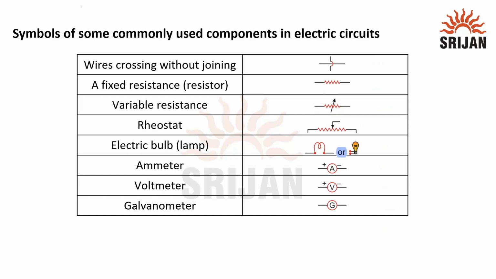this is the symbol of wires crossing without joining. This is a symbol of a resistor, simply zigzag lines. This is the symbol of variable resistance. This is a rheostat. This is the symbol of the cell, and these are the symbols of ammeter, voltmeter, and galvanometer respectively. I hope this topic is clear to you. Thank you.